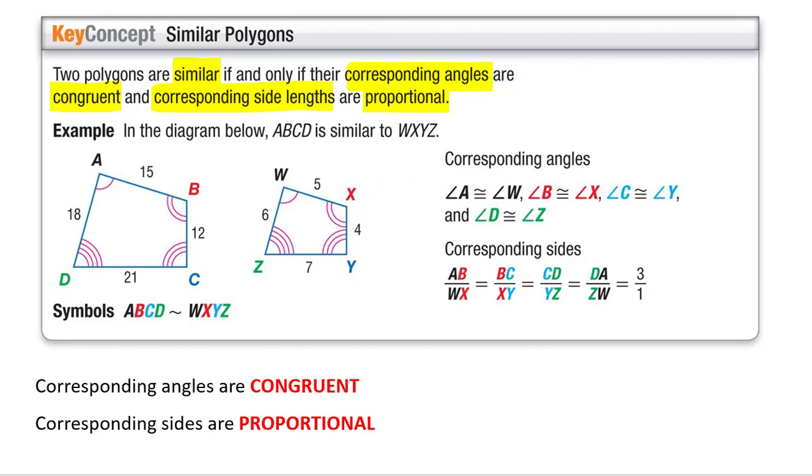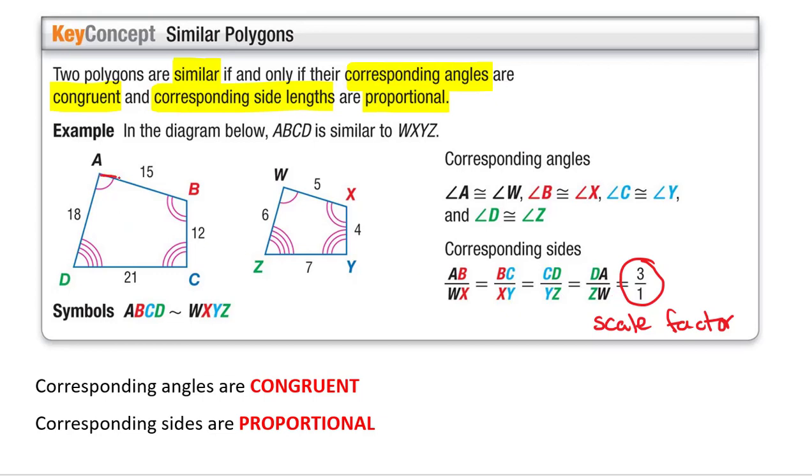What you need to understand is that you have to have congruent angles. So corresponding angles are congruent, but now my corresponding sides are proportional, and they're going to have a scale factor. That's what we call the scale factor. I'll talk about that a little bit later on, and it'll be good for you to understand. So what that proportion ends up being is the scale factor.